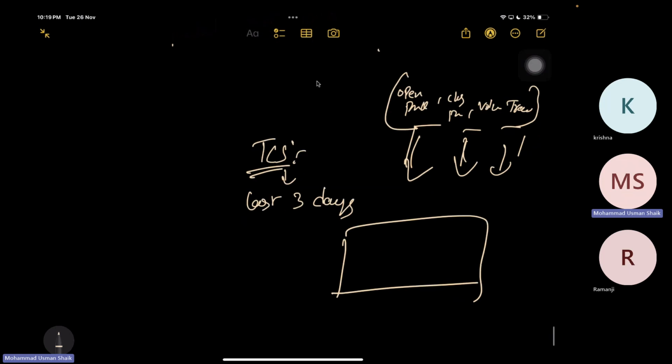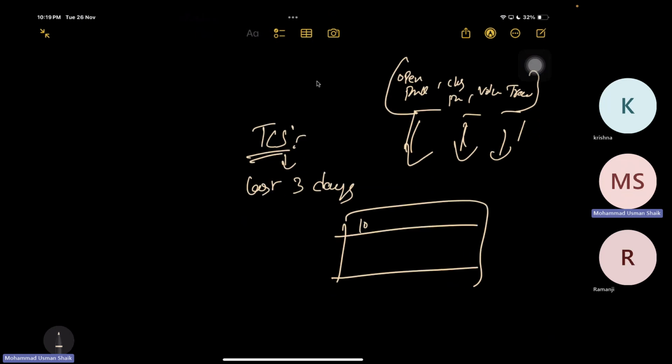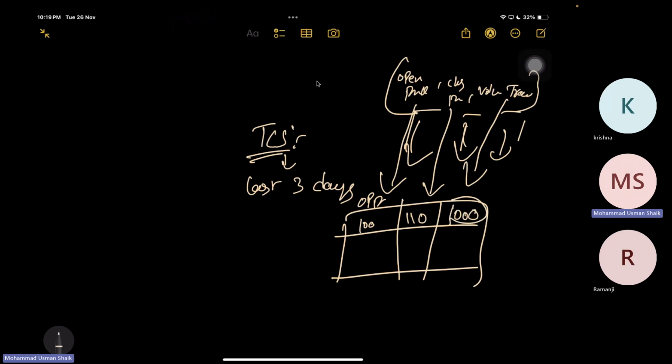Now, how will you be storing this data? So what are the features? Let's say this is opening price, and this is closing price, and this is volume traded. Let's say opening price is 100, closing price is 110, and volume traded is, let's say, 1000 quantities. Let's say these are some of the rows of past 3 days. Let's give some random values here. Now this is how the data gets stored here.